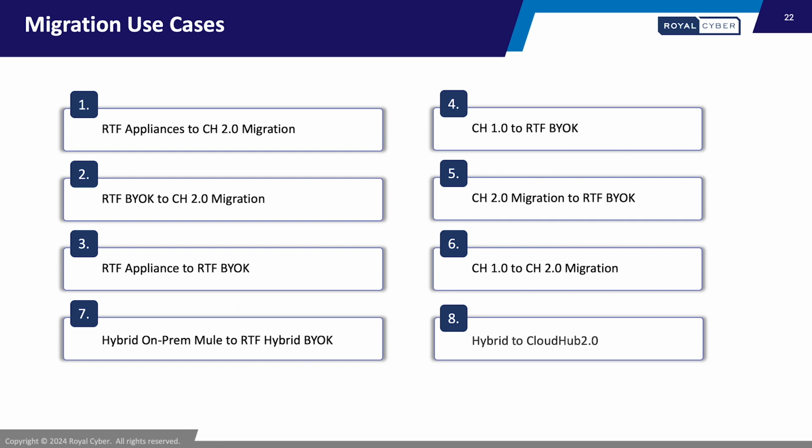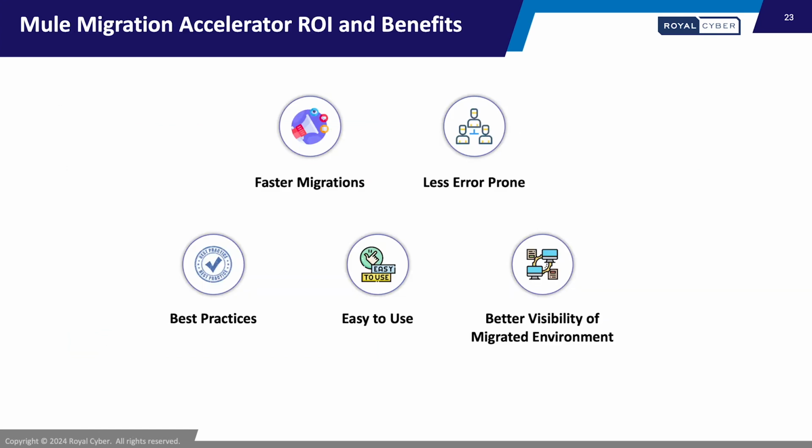You can move from RTF CloudHub 2.0 to RTF BYOK. Then you can also migrate from CloudHub 1.0 to 2.0. And then you can also migrate from hybrid on-premise Mule to RTF hybrid bring your own Kubernetes, and then hybrid to CloudHub 2.0. So these are 8 different use cases that we support using this Mule Migration Accelerator.